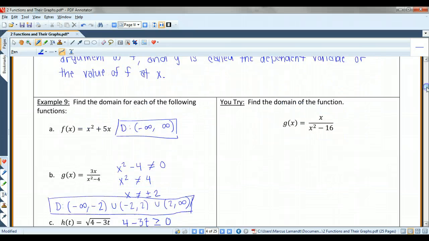Alright, I'll let you guys try this one. Remember, the denominator cannot equal 0.